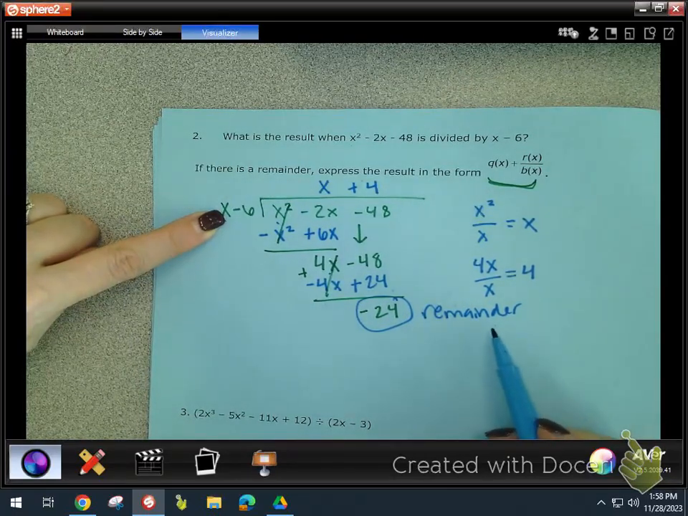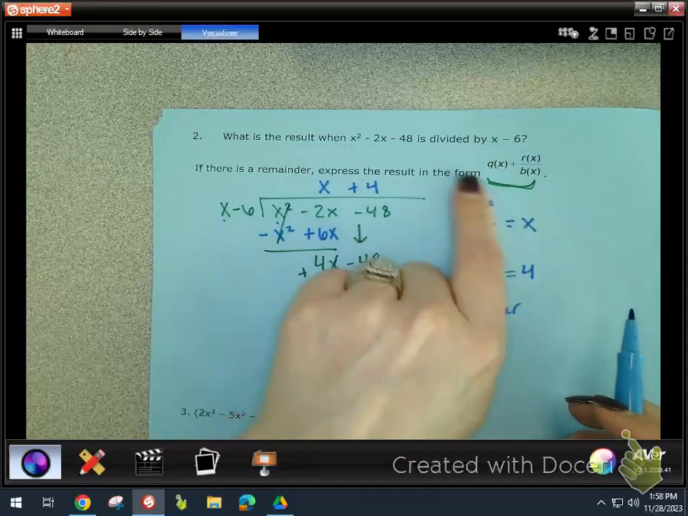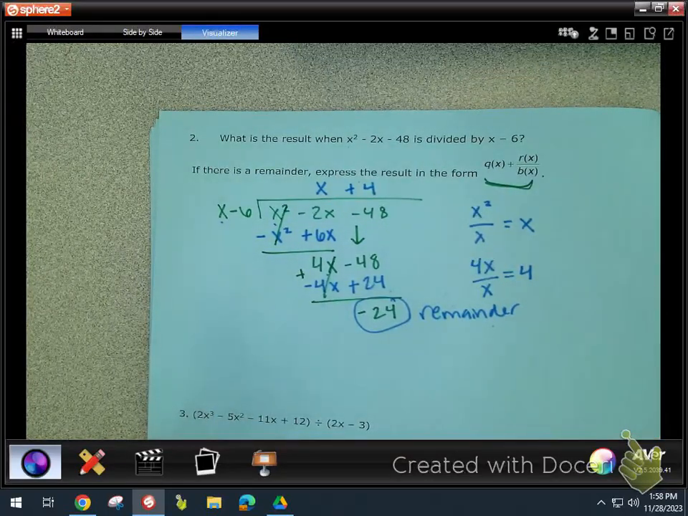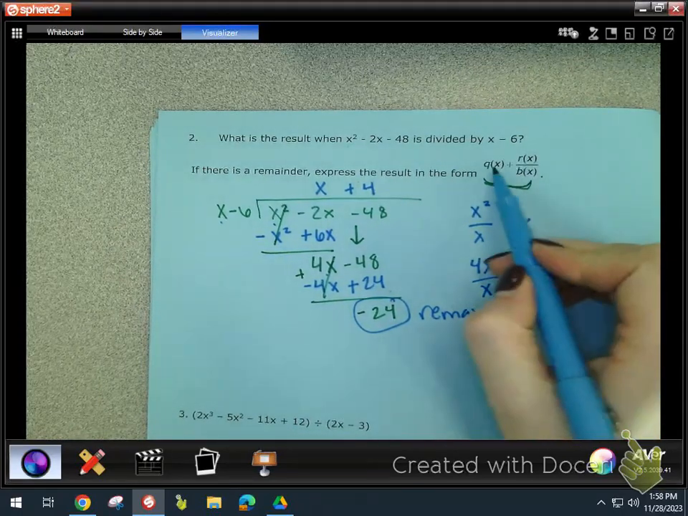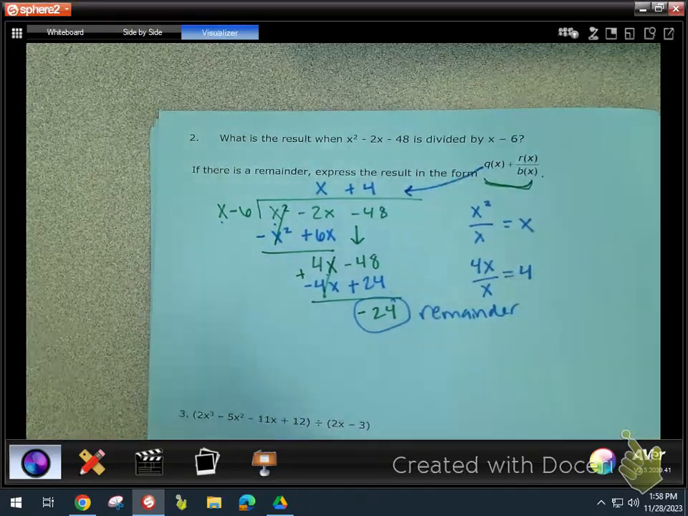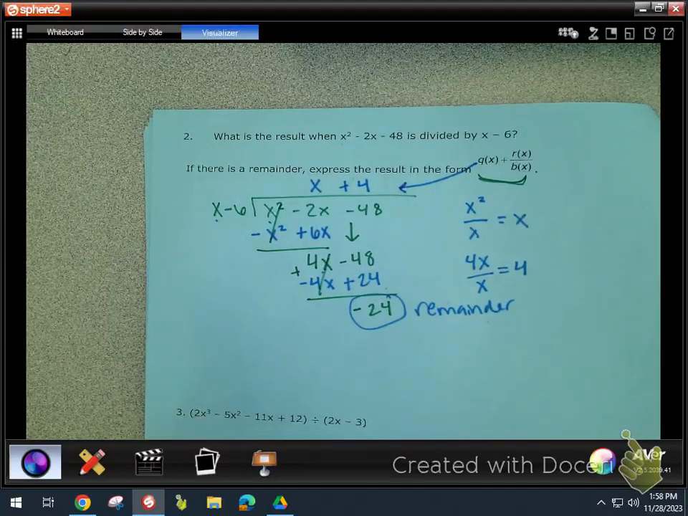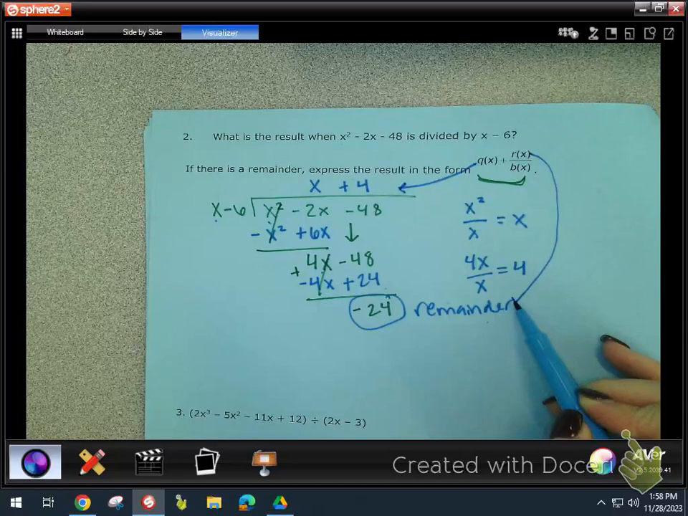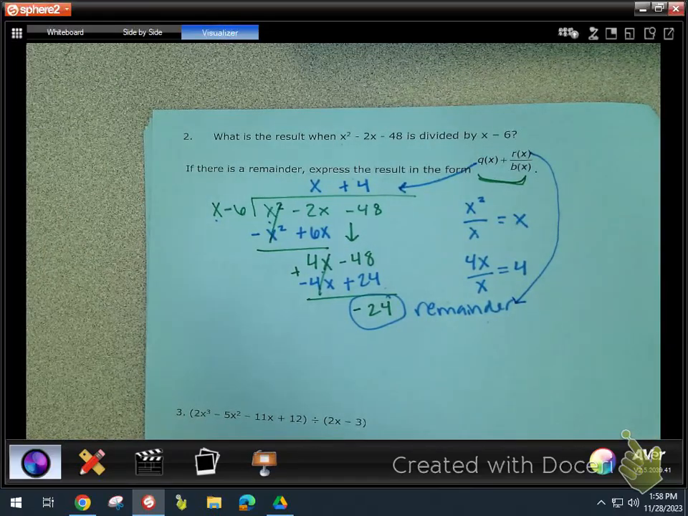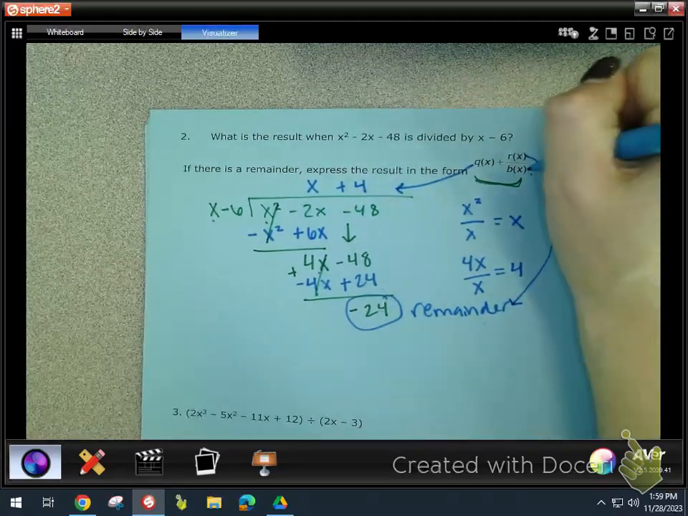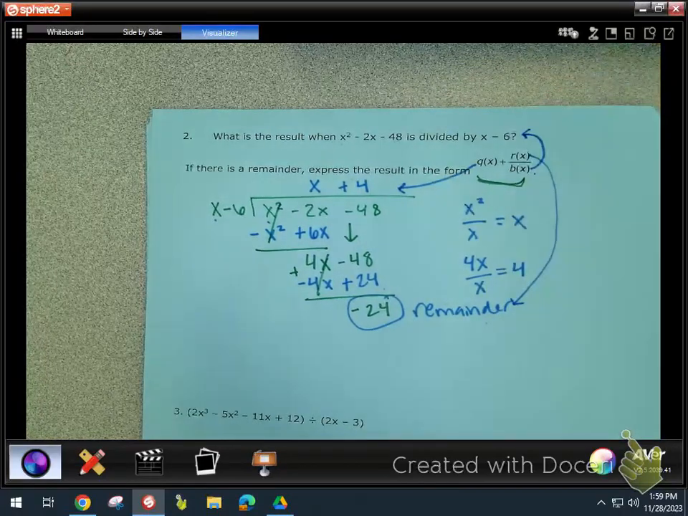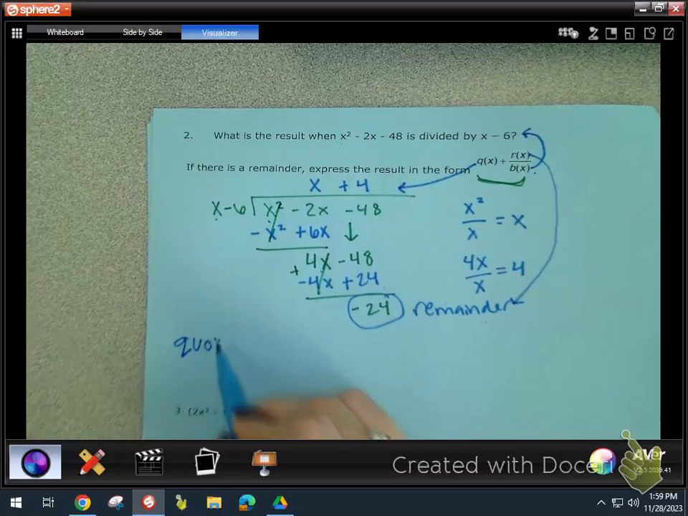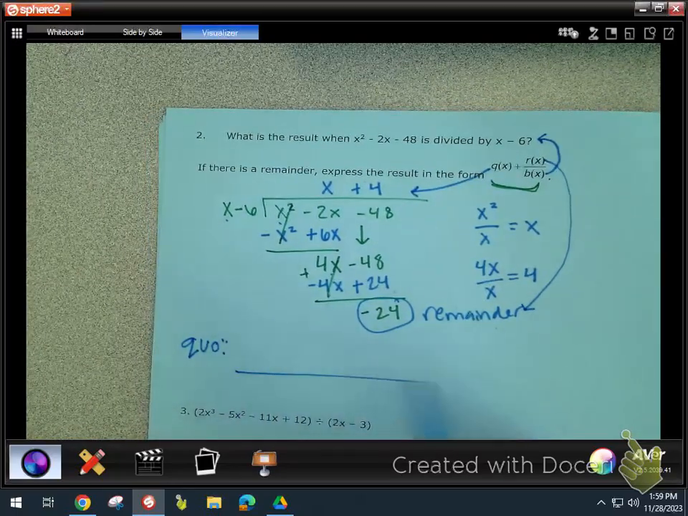Congratulations. Now, here's how you write it, and that's back to this thing that looks kind of crazy. When you have a remainder that's not 0, you will write it as q of x, which is what's at the top of the house, plus r of x, the remainder, over b of x, the divisor. So here's how it's going to look. You're going to have your quotient here, and here's your answer blank.